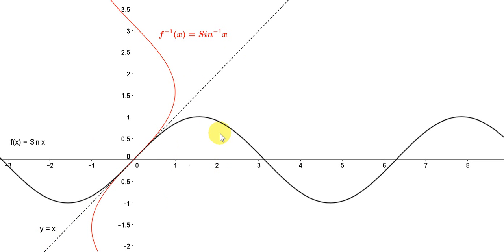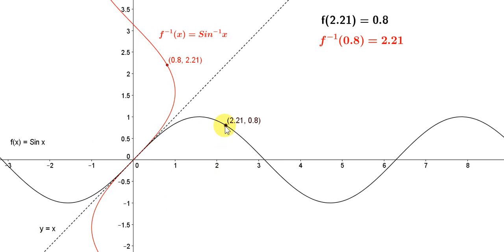So this is what we get when we reflect through this line. We get the inverse function, written f minus 1 of x. Notice that the coordinates of a point on this curve get switched. So the x value of this point is 2.21. It becomes the y value of this point. The y value of this point, 0.8, becomes the x value of this point here.